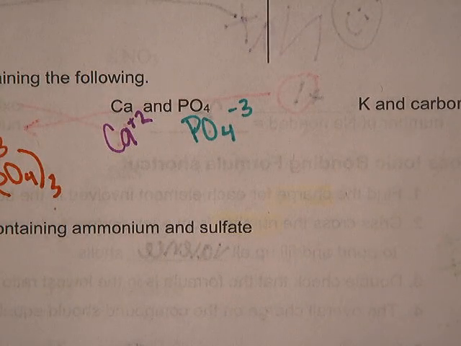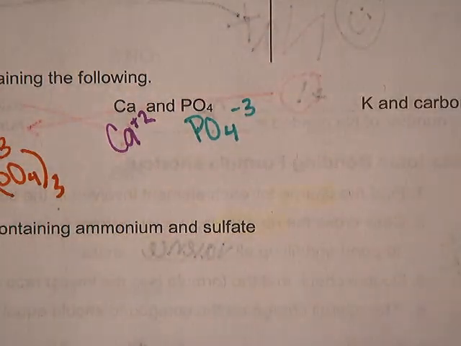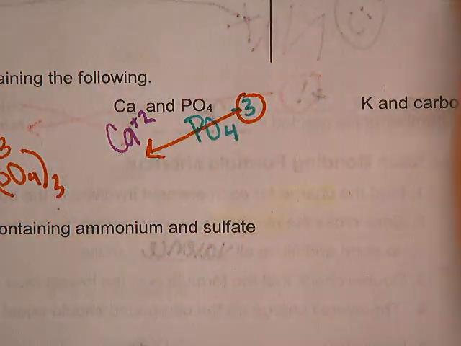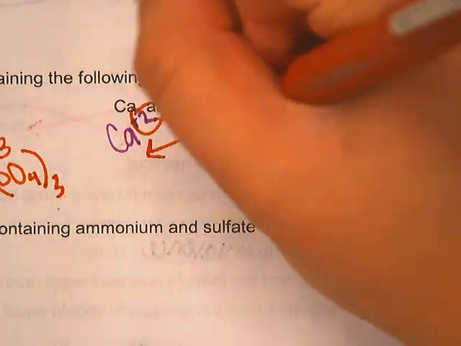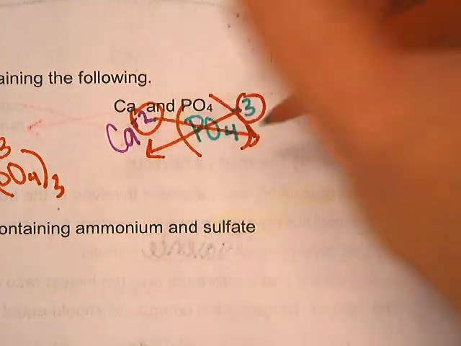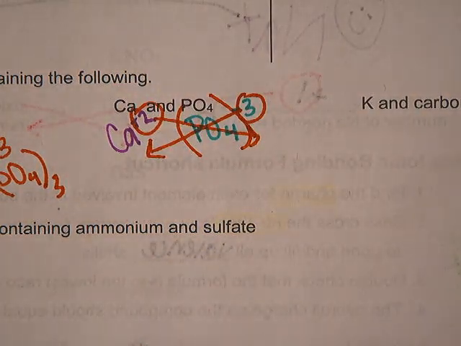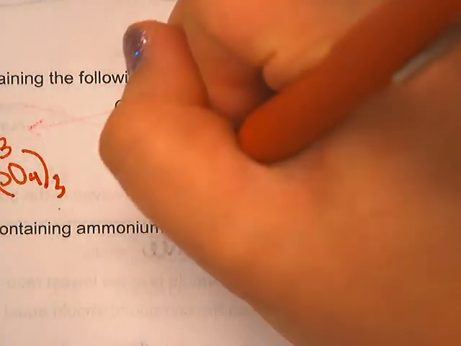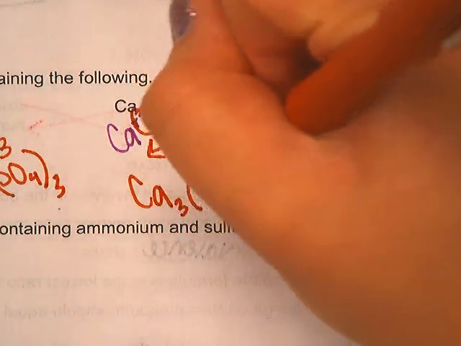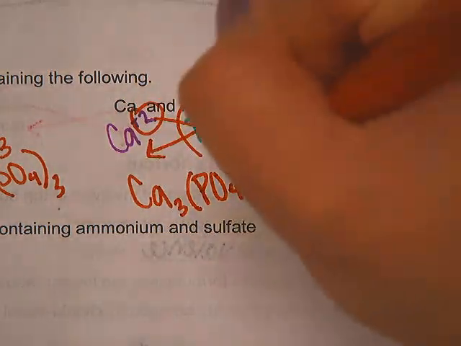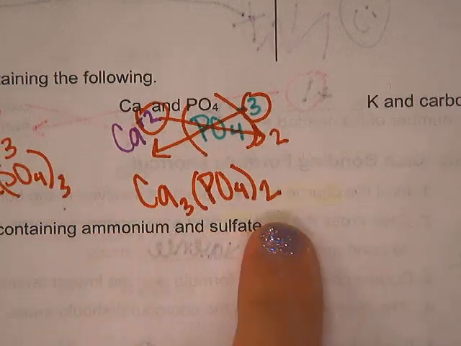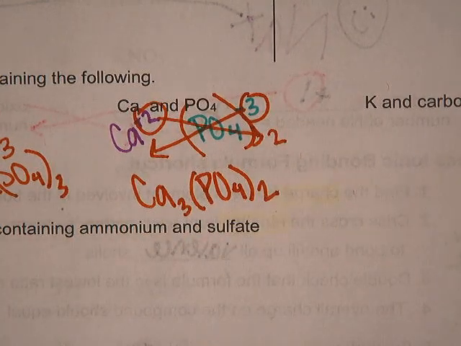So with those charges, we crisscross it to tell you how many of the other thing you need. This 3 tells me I need 3 calcium atoms, and then this 2 tells me that I'm going to need 2 total phosphates. So phosphate as a group will go into parentheses, and the 2 goes on the outside. So it would go Ca subscript 3, and then open parentheses, PO4, close your parentheses, 2. So even though there are these extra subscripts in here, we would still just call it calcium phosphate.